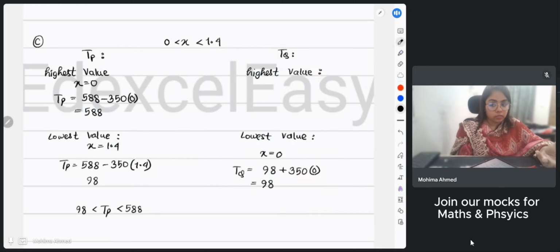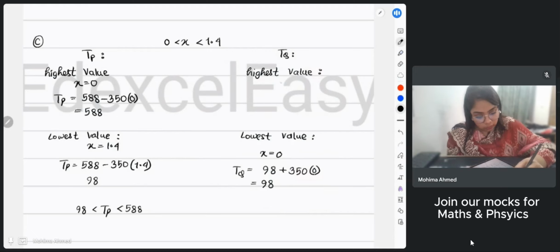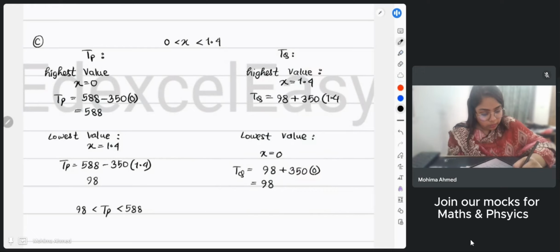For the highest value, when x equals 1.4, TQ is going to be 98 plus 350 multiplied with 1.4. This is again going to be, I think, 588.